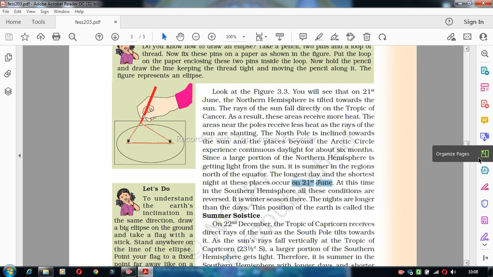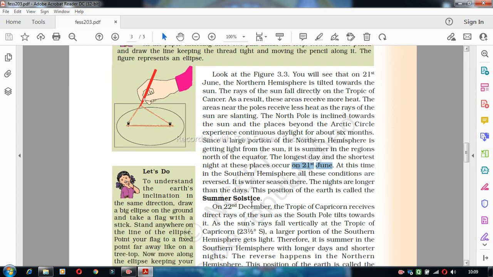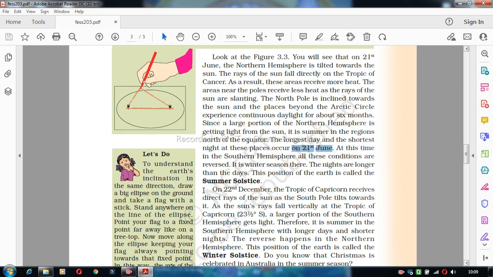At this time, in the southern hemisphere, all these conditions are reversed. It is winter season there and the nights are longer than the days. We are talking about north, so what will happen to the south? If it is summer here, the south is going to have the winter season. The nights are longer than the days. This position of the earth is called summer solstice. So what are summer solstice and winter solstice? We are going to see this with the help of videos in the next class, in more detail.